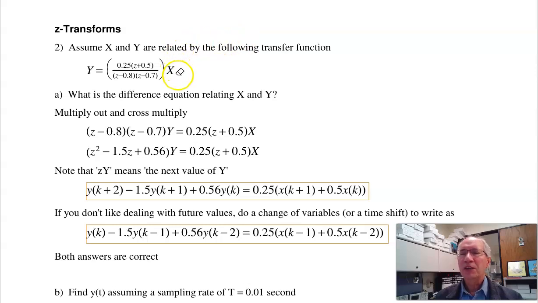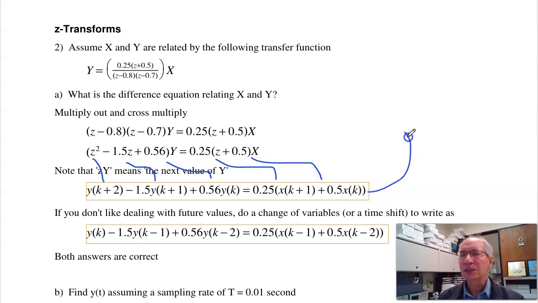In the z domain, I have a transfer function relating x and y. But this is in function of z. What z means is the next value. And you get a difference equation, different than a differential equation. To see that, let's cross multiply, multiply out, and zy means the next value of y. So z squared y is y 2 samples in the future. Zy is 1 sample in the future, y is just y. Zx is 1 sample in the future, and x is just x.